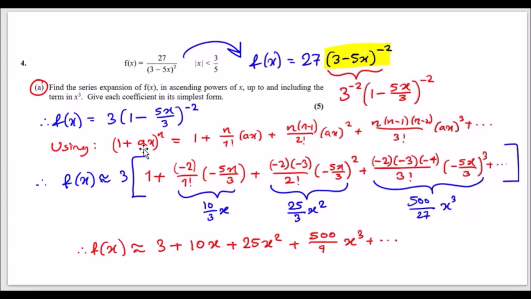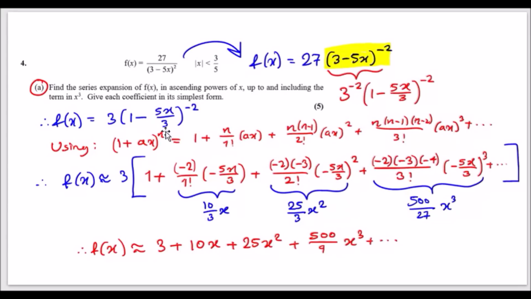Just make the equation look like this, and then this is the general form. It's always the power over 1 factorial times ax, which is a in this case, minus 5 over 3, plus the next term, which is n times (n minus 1) over 2 factorial, and then so on. This is quite easy to follow. If you always make it look like this, it should be easy in the exam.